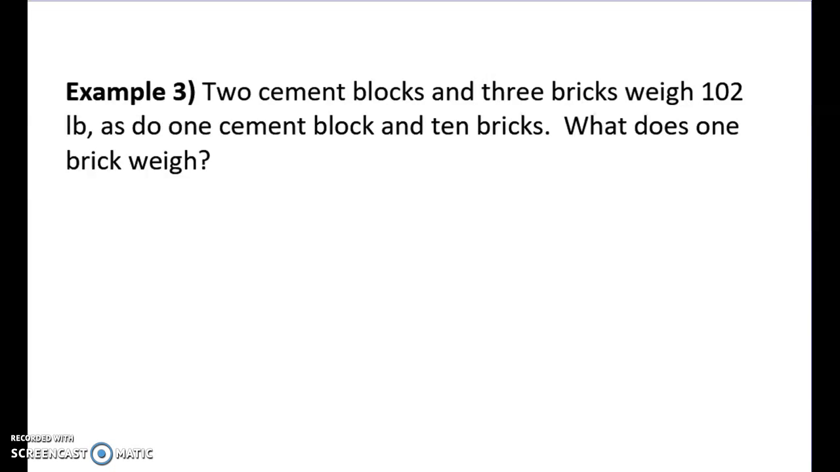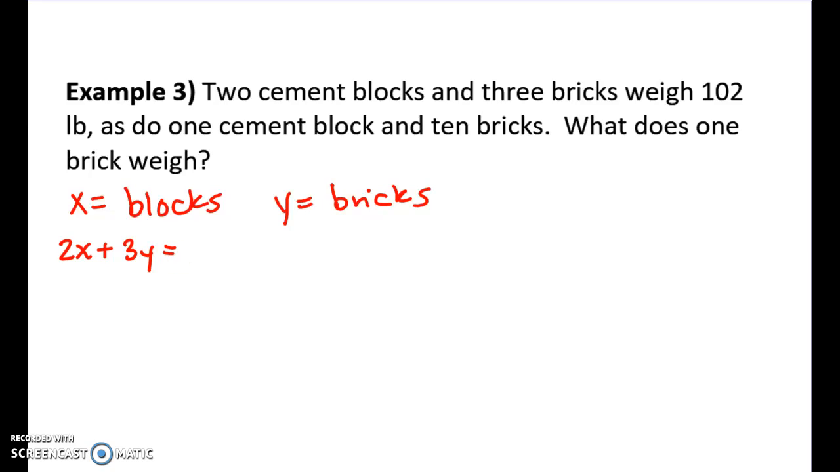All right, let's take a look at this one. 2 cement blocks and 3 bricks weigh 102 pounds, as do 1 cement block and 10 bricks. What does 1 brick weigh? All right, guys, first step is to define your variables. And after we have defined our variables, we can write our equations. 2 cement blocks, that's 2x, plus 3 bricks, that's 3y, have to add to 102 pounds. As do 1 cement block, that's x, plus 10 bricks, 10y, also equals 102 pounds.